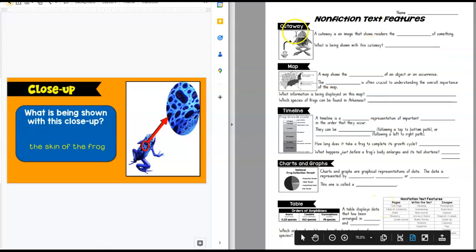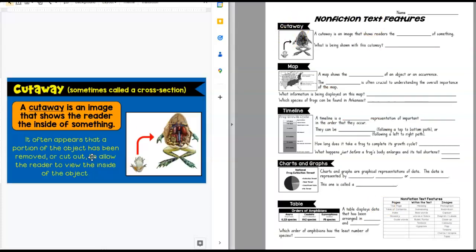Okay, next page. Oh, I love this one. This is called a cutaway, or it's sometimes called a cross section. A cutaway is an image that shows the reader the inside of something. So this is your frog, and it's like they removed the layer, and now we can see inside, like his heart and his intestines and his rib cage. So it often appears that a portion of the object has been removed or cut out to allow the reader to view the inside of the object. I just love those because I loved science class when we got to do those cutaways.